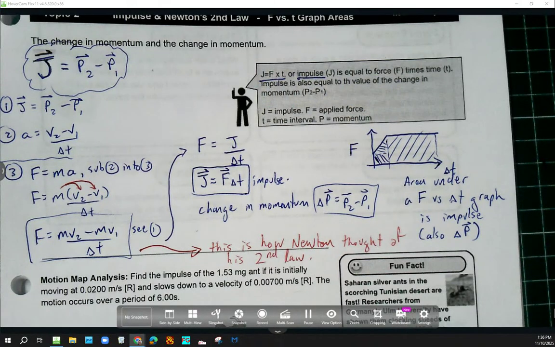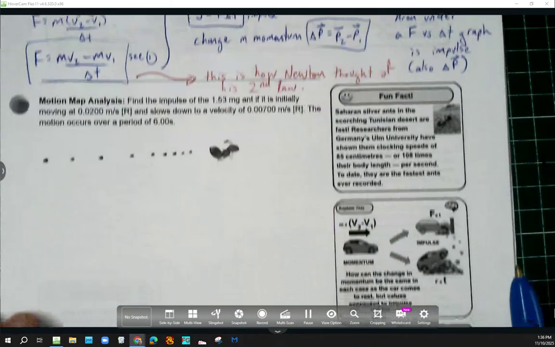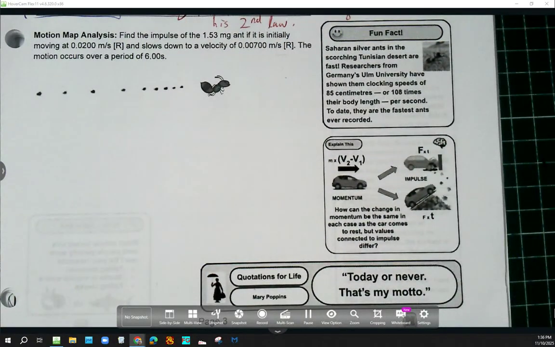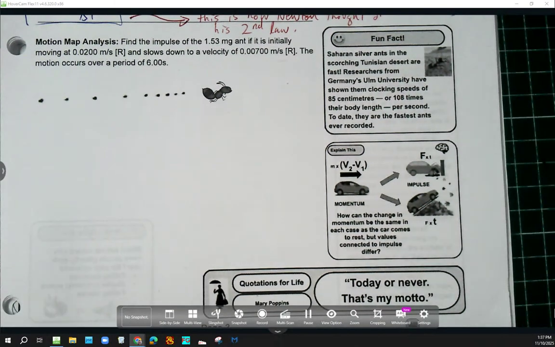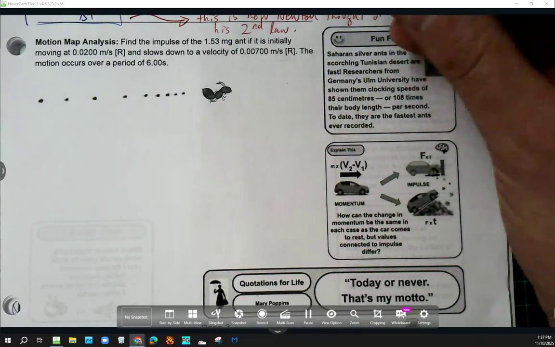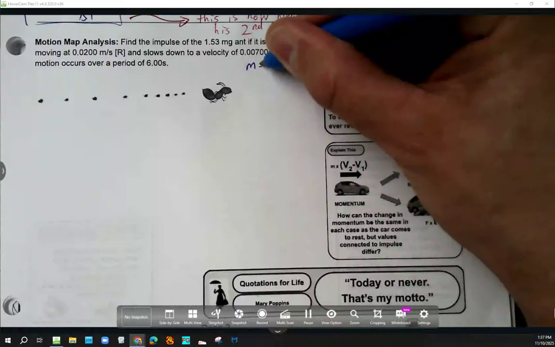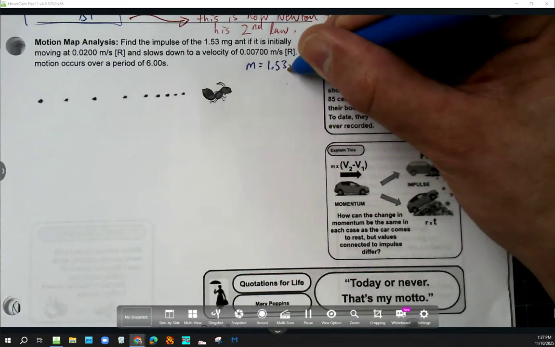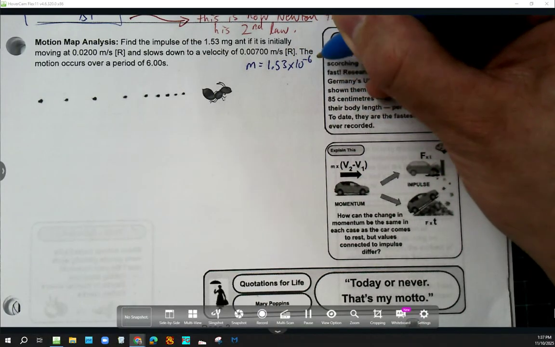All right, I want to talk about an ant. I did a little bit of research on this one to be as accurate as possible, because I had some ant enthusiasts once in the class. I looked up a reasonable mass for an ant, and I got 1.53 milligrams. I'll give that a mass in kilograms. So 1.53 milligrams is 1.53 times 10 to the power of negative 6 kilograms.